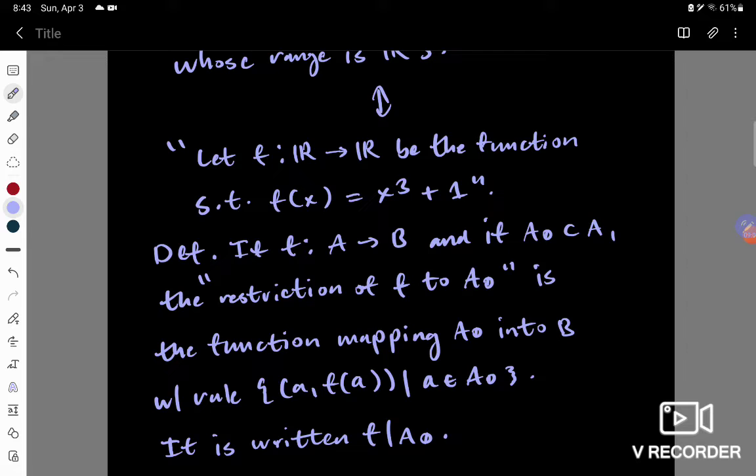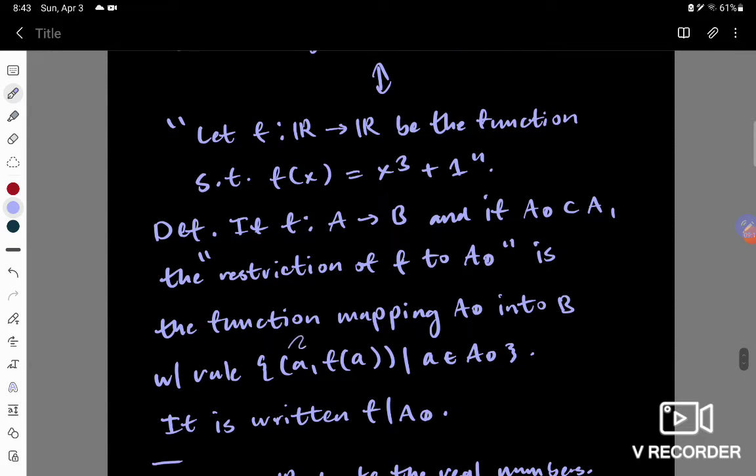So the function then mapping A naught into B is given by the rule a goes to f of a, just like it would be prior, for all a in A naught, the subset. And it's written with this notation here: f with this bar and then a subscript A naught to denote that it's being restricted.